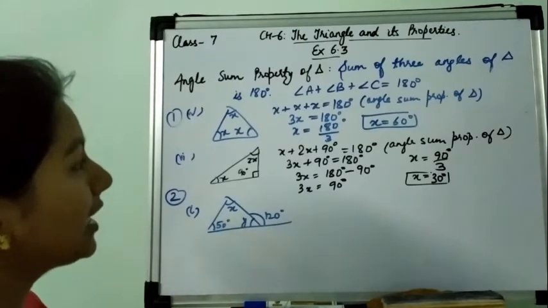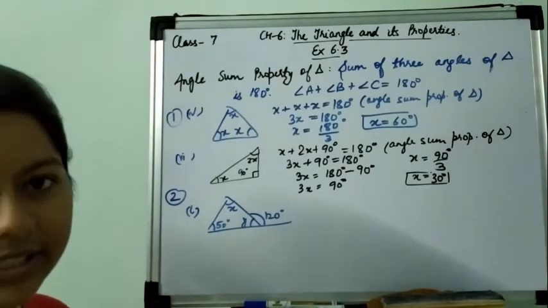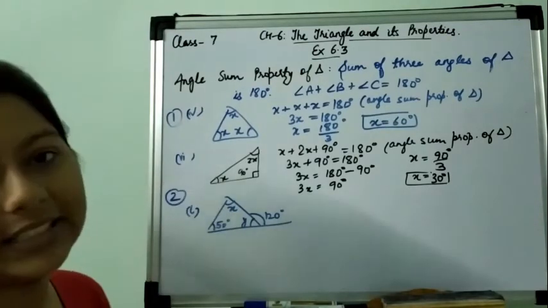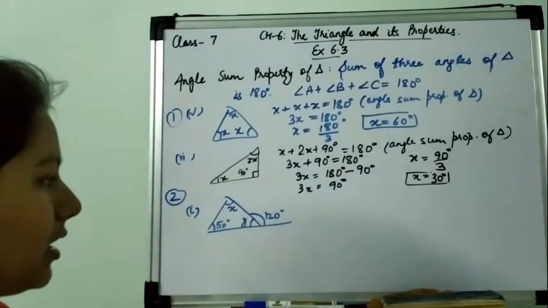Okay, now for triangle का हम exterior angle property भी इसमें use कर सकते हैं wherever needed, and we can use angle sum property of triangle also. ठीक है, तो हम कुछ भी यूज कर सकते हैं जिससे भी हमारा आंसर आ जाए.